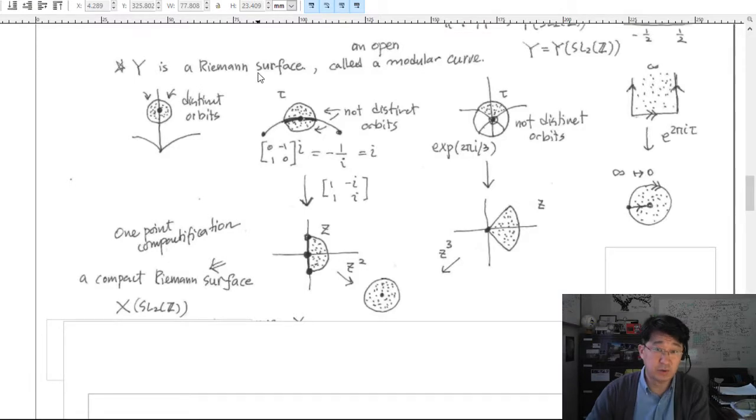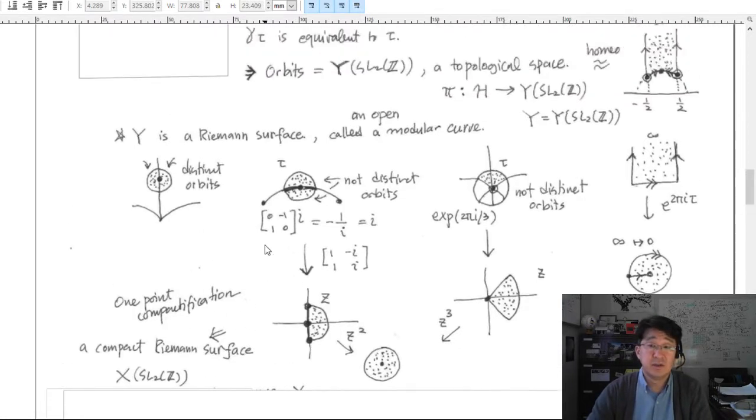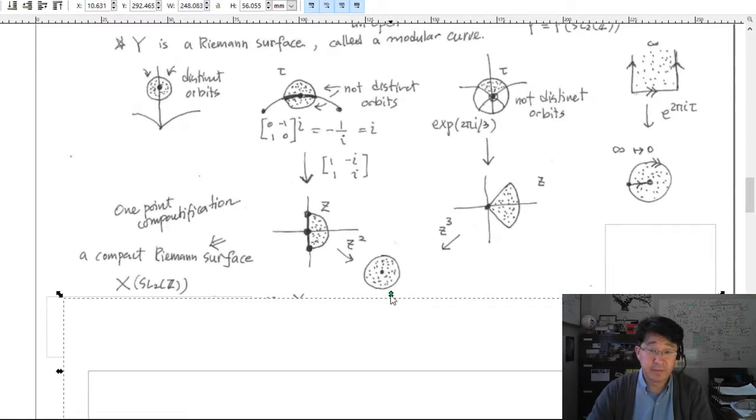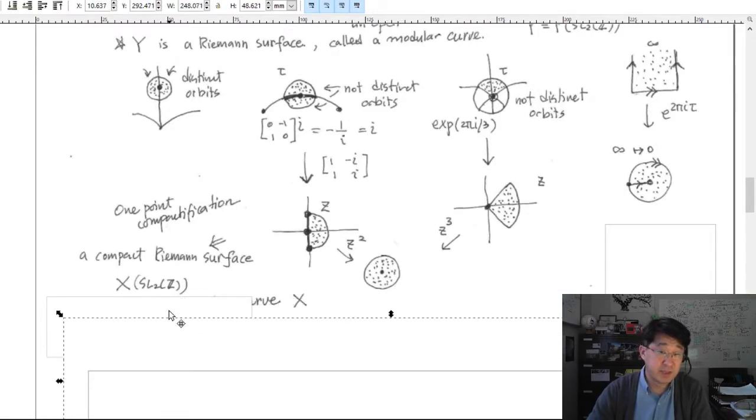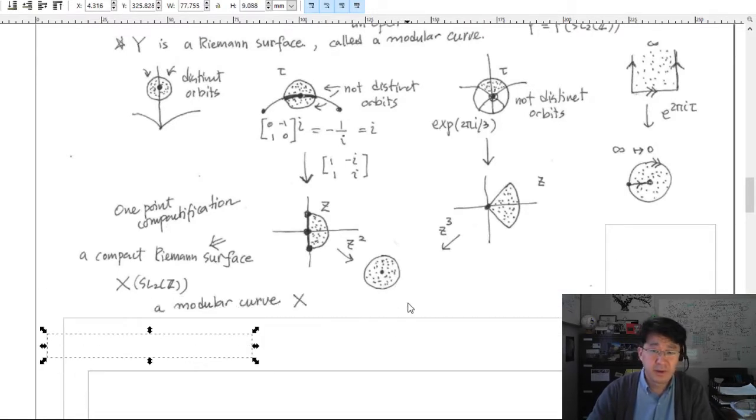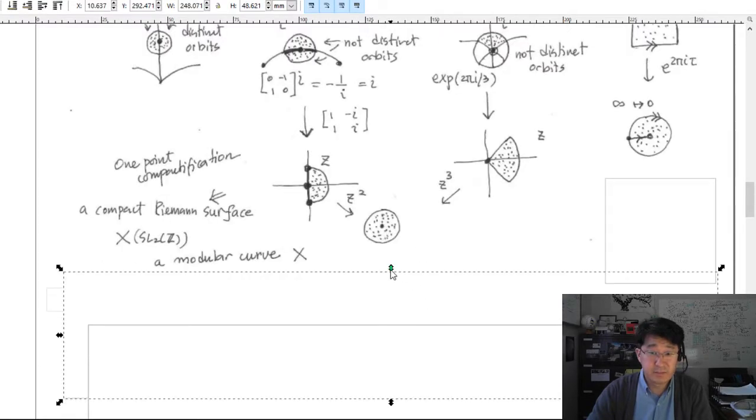So that one is called Y, coming from the upper half plane, together with infinity. It's a compact Riemann surface, denoted by X of SL2Z, but we're just going to use X in there as a one-point compactification. So I forgot what's next, what's behind down there. I think that's probably it.